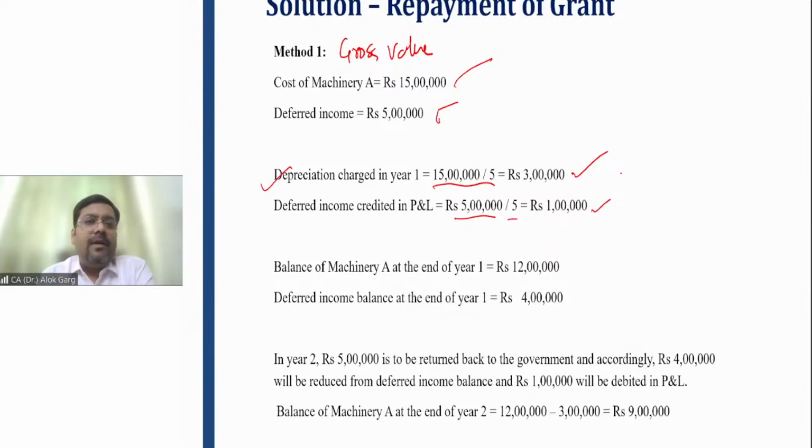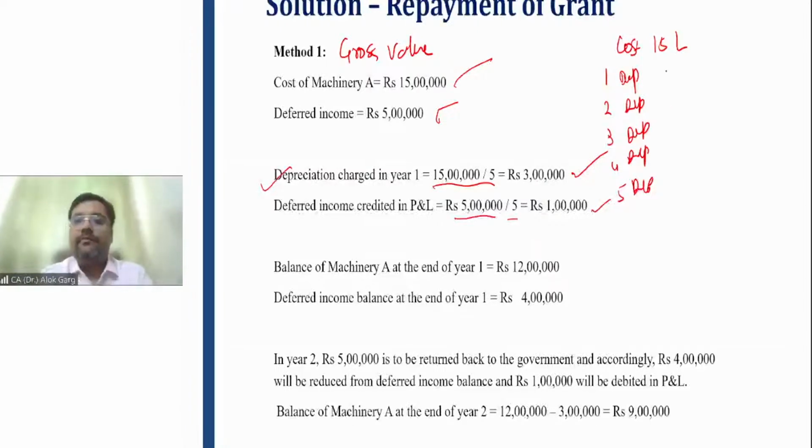So in case the asset has been recognized on the gross value method, then the life of the asset will not change. It doesn't matter whether the government has taken back the grant or not. The cost of the asset was 15 lakh rupees. In years 1, 2, 3, 4, 5, depreciation is going to be recognized every year at 3 lakh: 3 lakh, 3 lakh, 3 lakh, 3 lakh, 3 lakh.